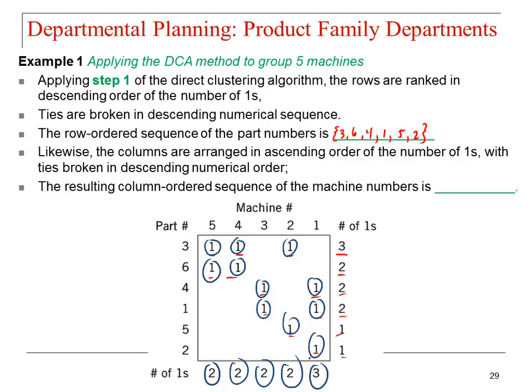You have a group of ones here. You can say that you have another group around here. But there's additional steps that we need to follow. So the resulting column order sequence is 5, 4, 3, 2, 1.